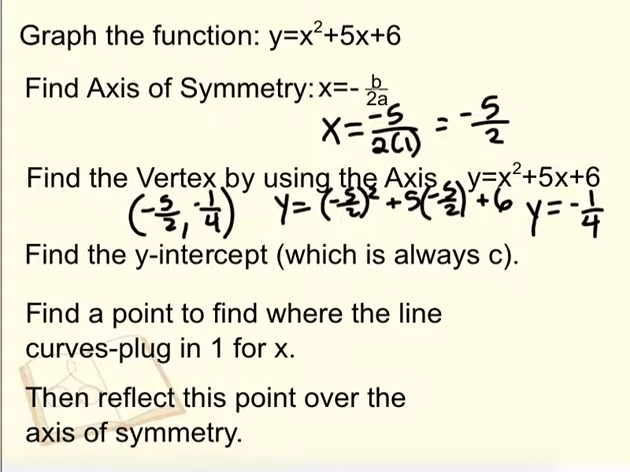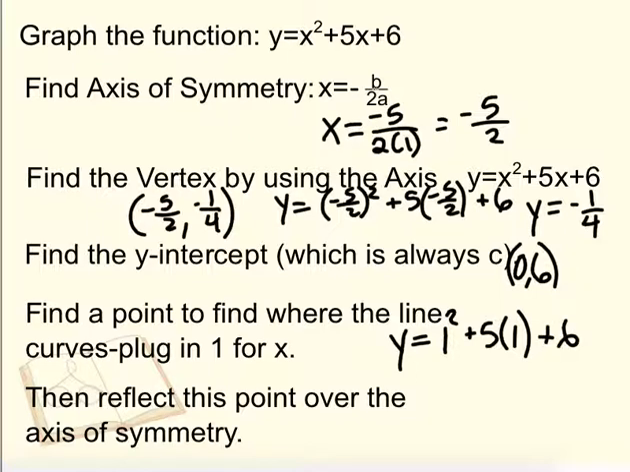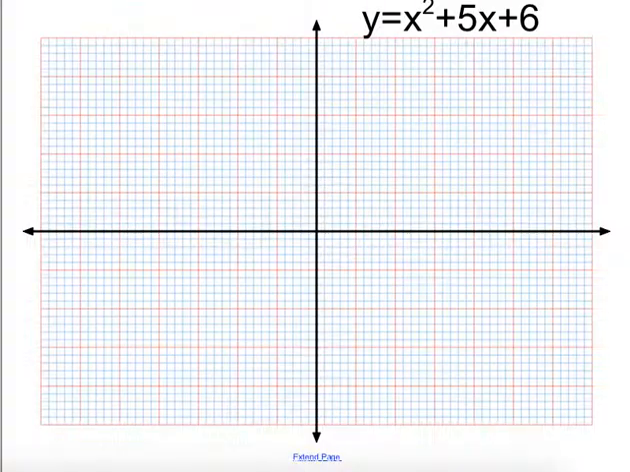Okay, the y-intercept is going to be c, so we have 0, 6 as my y-intercept, and then we're going to plug in 1 for x, just like we did before. We say y equals 1 squared plus 5 times 1 plus 6. So we get y equals 1 plus 5 plus 6, which equals 12. So we have a point at 1, 12 that we will flip on that axis of symmetry.